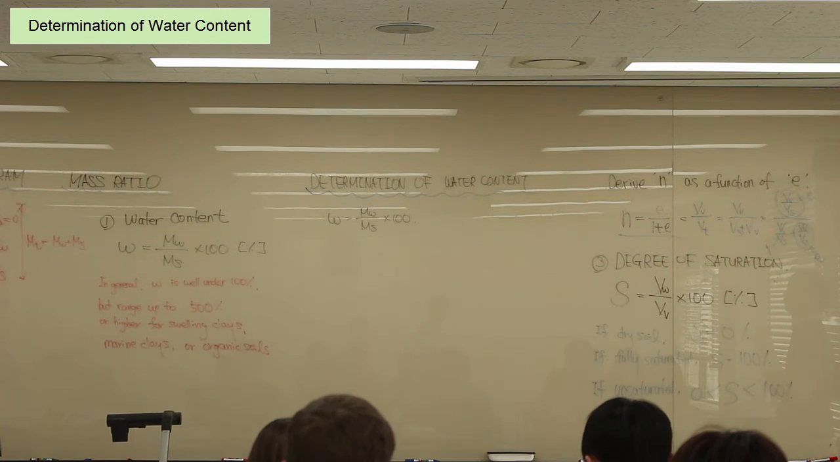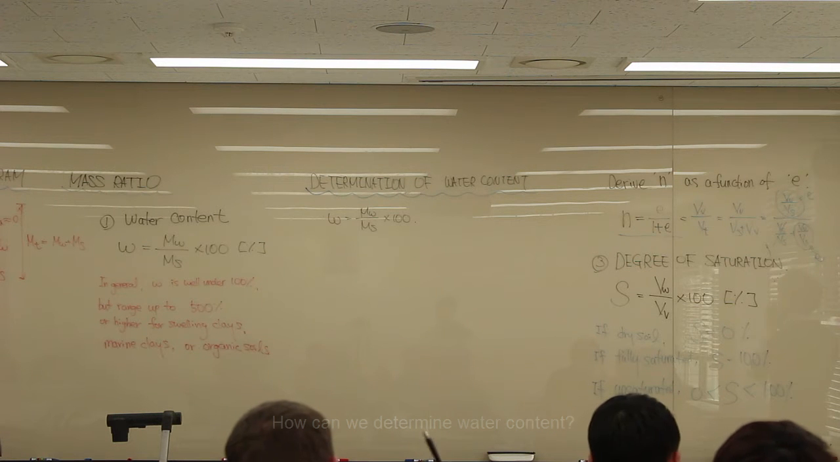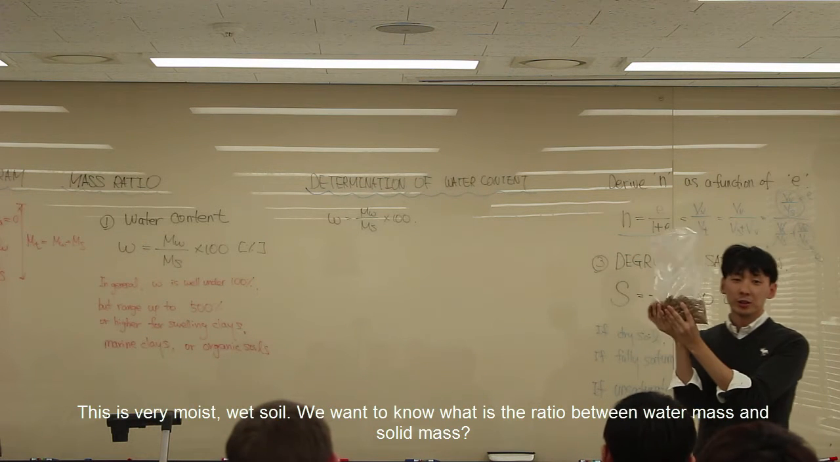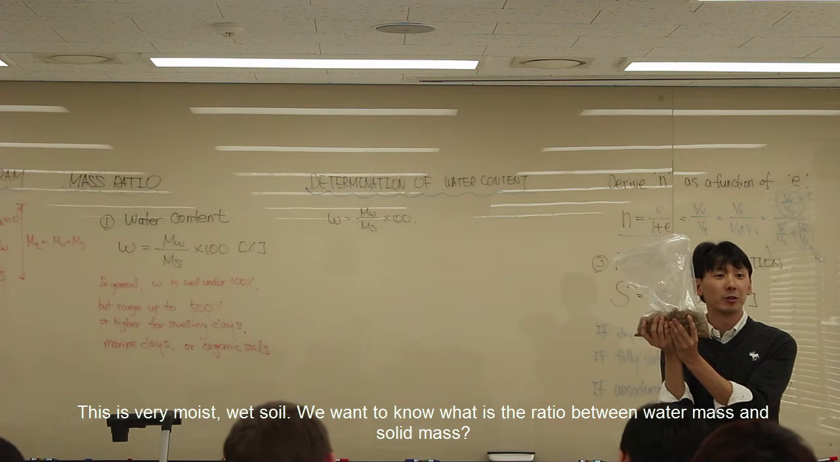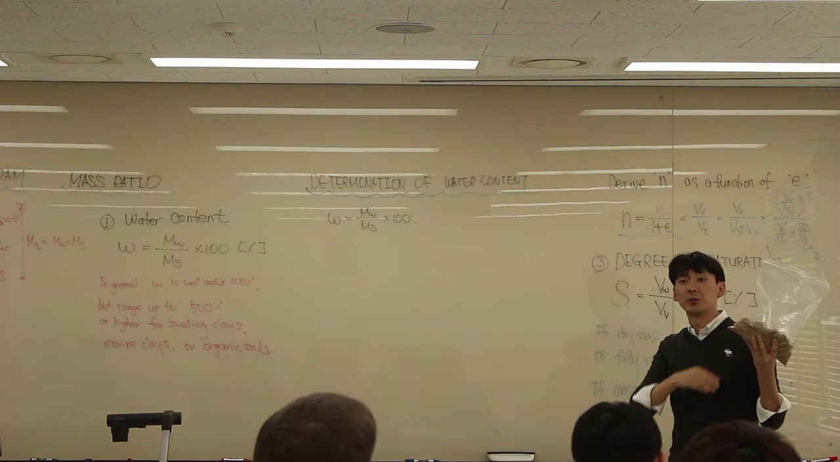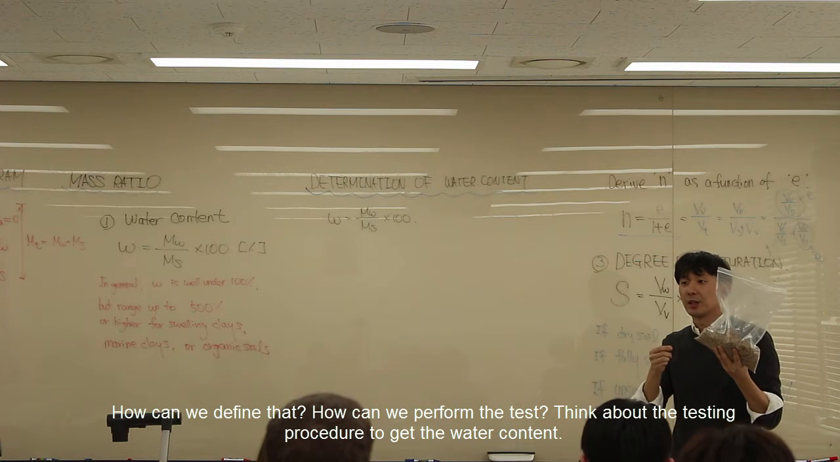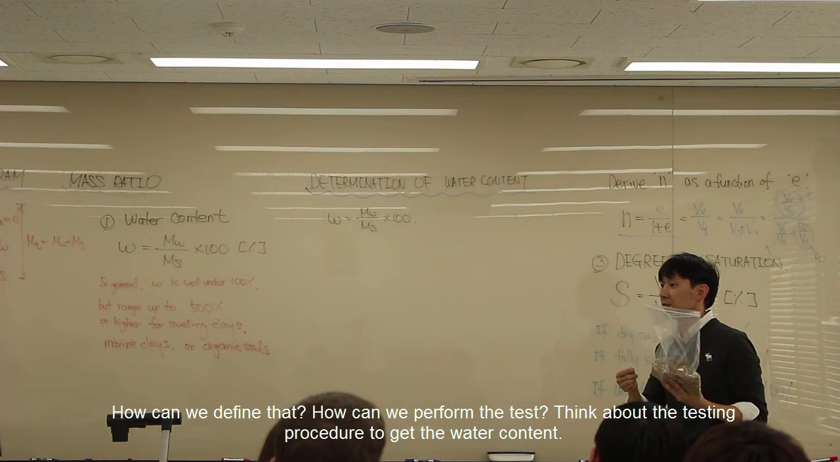The question is, how can you define or determine the water content? So this is very moist, wet soil, and water, right? We want to know the ratio between the water mass and the solid mass. How can we define that? How can we perform a test? Think about the testing procedure to get the water content.